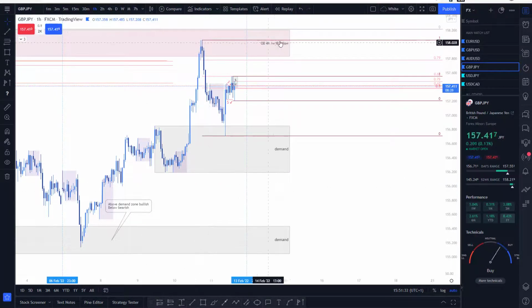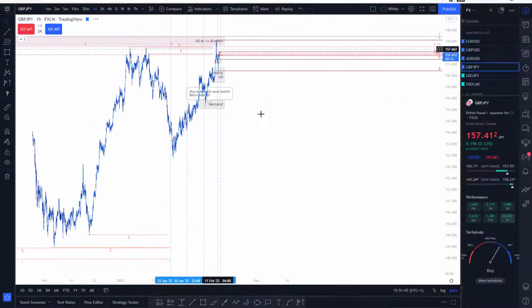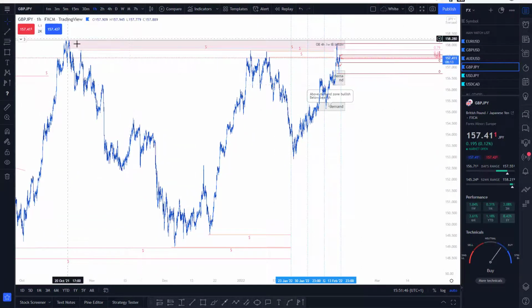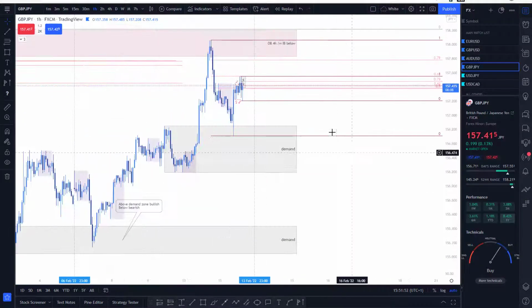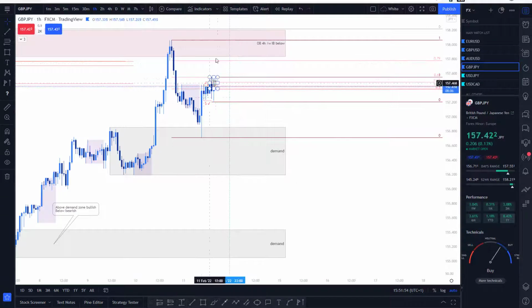It tapped into this 4 hour OB, which had some imbalance below. So this is the extreme here. And yes, it's mixed. It could go up and make a daily higher high, or still go down and make a lower low, or start making lower lows. For now, the structure is still bullish.